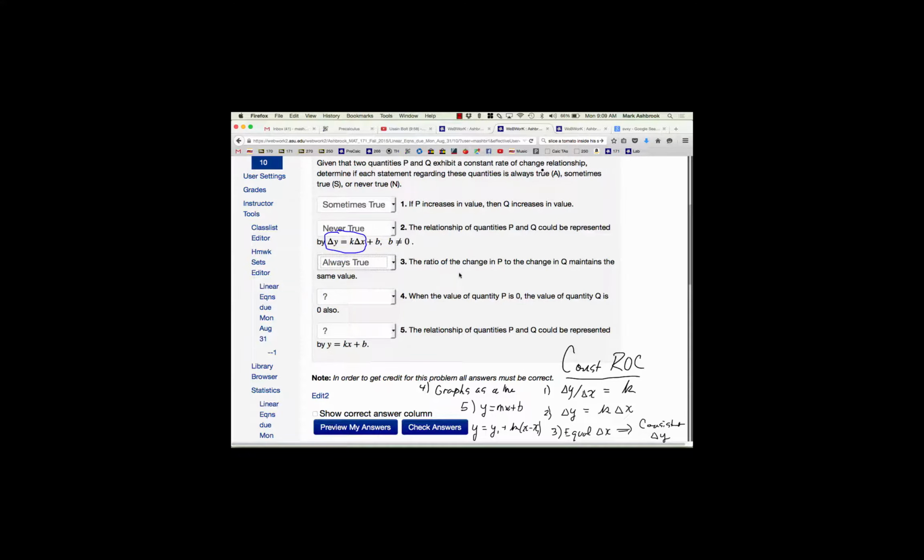When the value of P is 0, the value of quantity Q is 0 also. Okay, that goes back to this one here. They would both be 0 if B were 0. If B were 0, then you have the point 0, 0, but not necessarily. So if B is not 0, then that's not true. But if B is 0, then that is true. The relationship of P and Q could be represented by y equals kx plus b. Always. That's the equation of a line. That's our slope-intercept equation of a line.